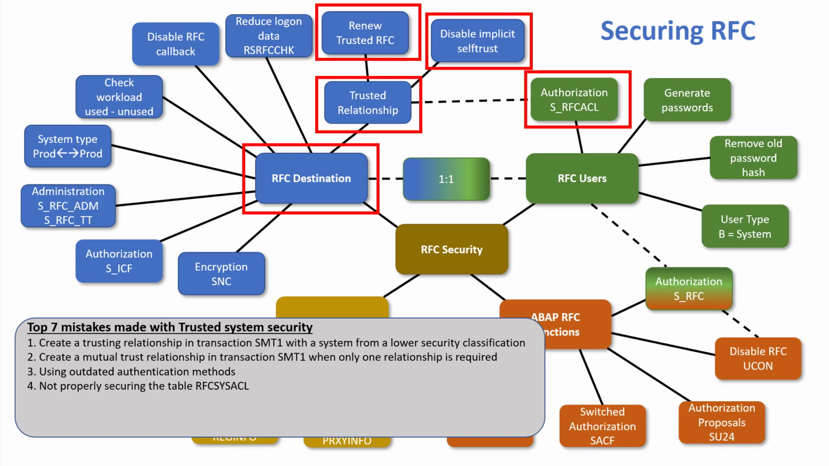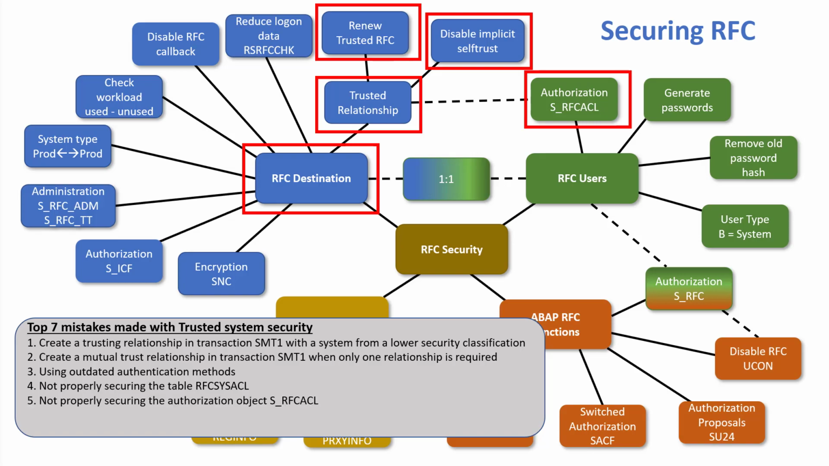Number 4, not properly securing the table RFCSYSACL. This table stores the technical data on the trusted system connections and should be restricted by assigning the table to the authorization group TTRL. Users should not have access to display or change data on this table. This becomes less of a concern with the recent improved authentication mechanisms where the secret key that is stored on this table is now stored in the operating system. However, you still want to properly secure the table RFCSYSACL.